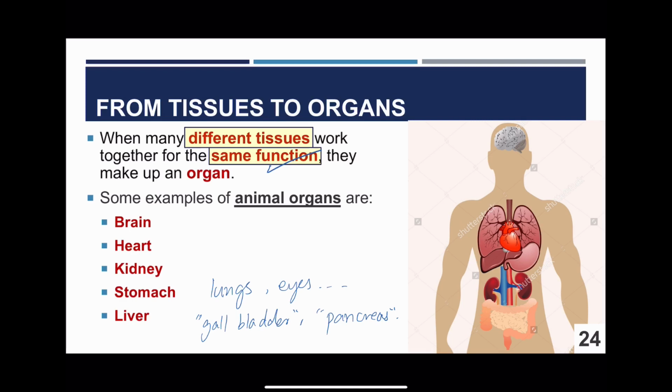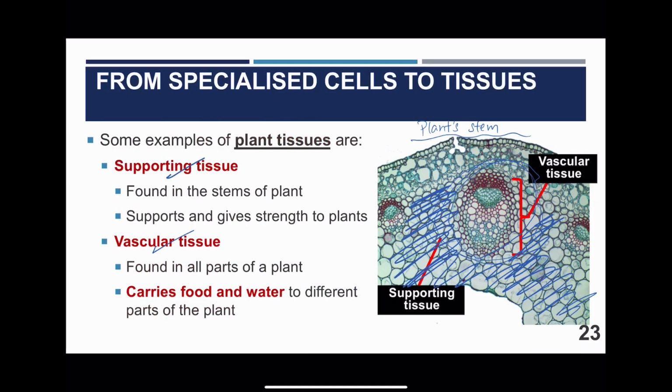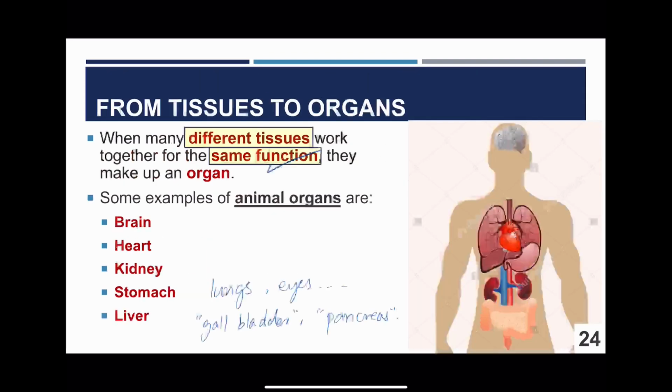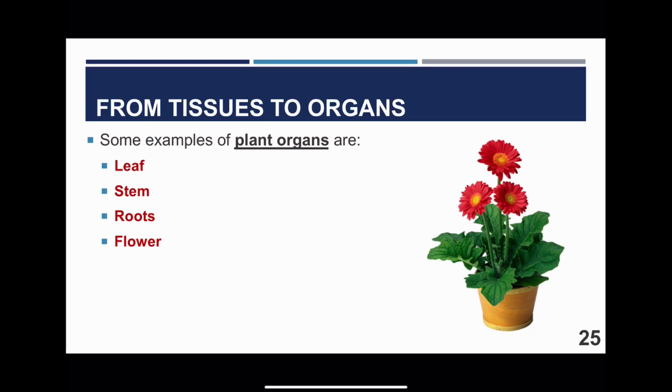But what exactly could be an example of an organ for a plant? Just now I mentioned that tissues are things like the supporting tissue, the vascular tissue. So what do you think could be an organ when you have all these tissues being grouped together? Yeah, I hope you are thinking about this. For plants, the organs are actually the leaves, the stems, the roots, the flowers, etc.